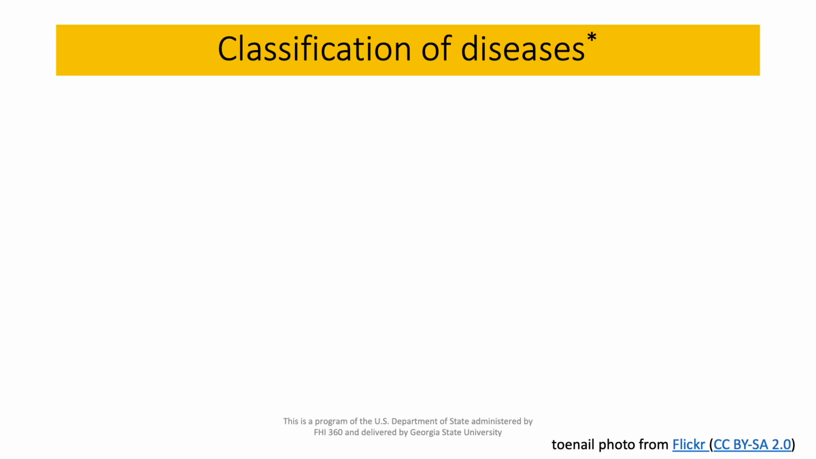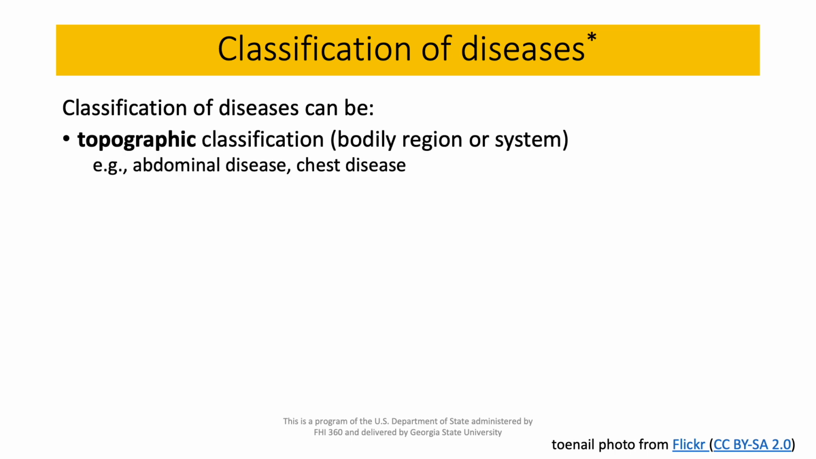Let's move now to the classification of disease. There are different ways of classifying disease. You can have a topographic classification, which is based on the bodily region or system that is affected. For example, you have abdominal disease or chest disease. These are based on the region of the body that is affected, the abdomen and the chest.